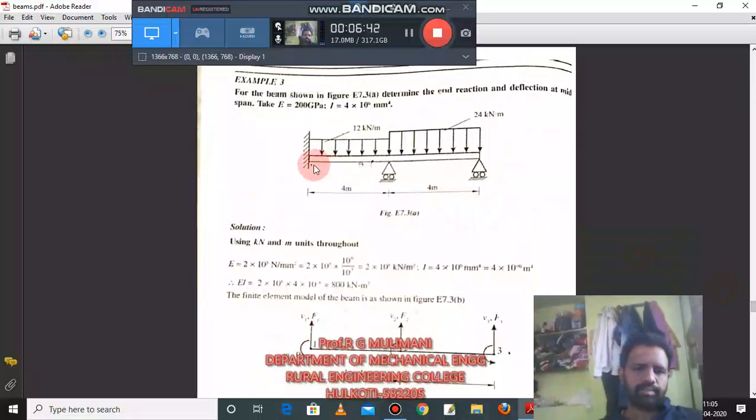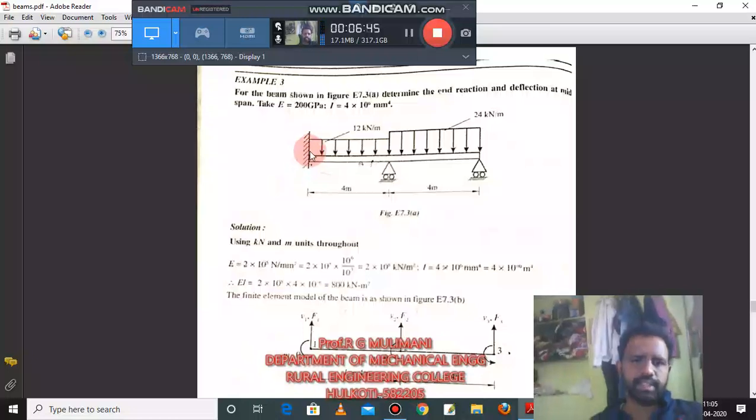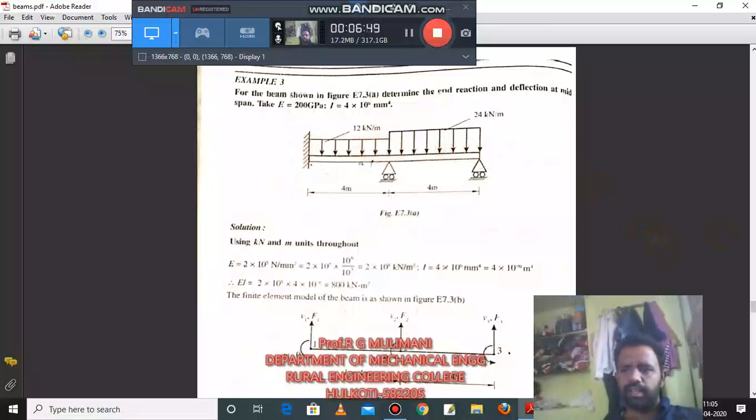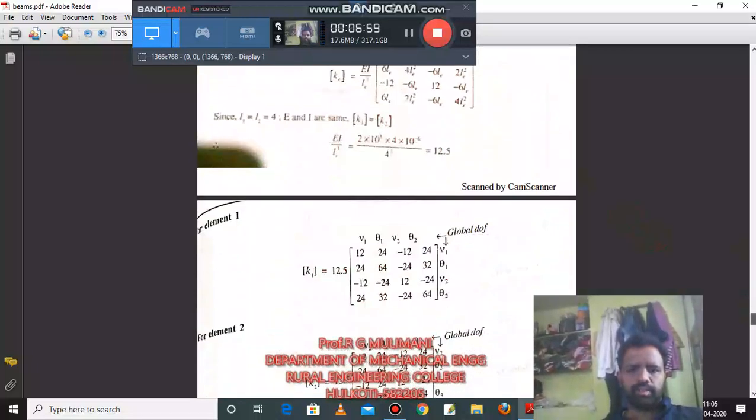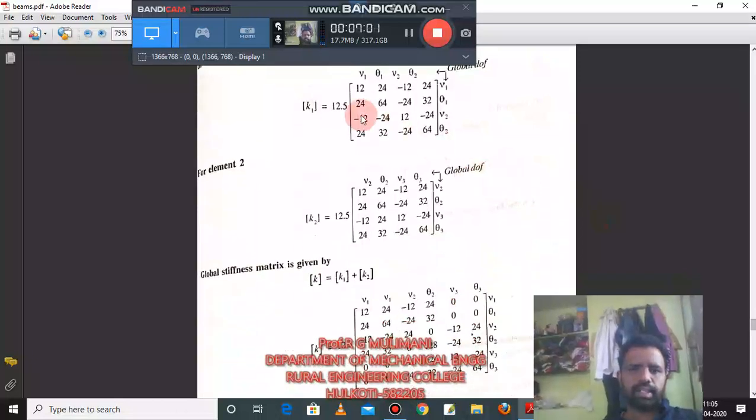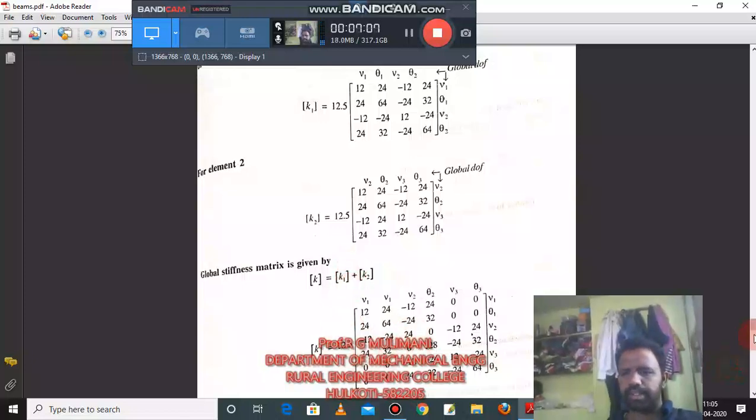Okay, find K1 and K2, assemble the two stiffness matrices. What are the nodal displacements here? It is V1 theta 1, V2 theta 2, V3 theta 3. Okay, find the stiffness matrix. EI is given, convert it to kilonewton per meter square, this Young's modulus, and the moment of inertia is meter raised to 4. Okay, K1 and K2 are given, you already know how to find them. Then add K1 and K2, so it is the global stiffness matrix.